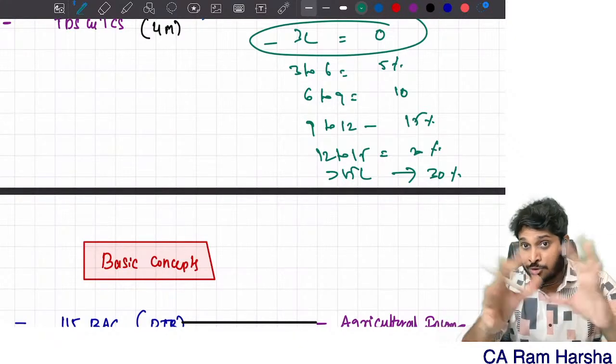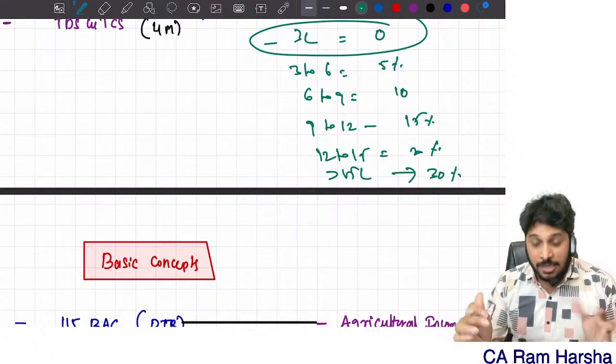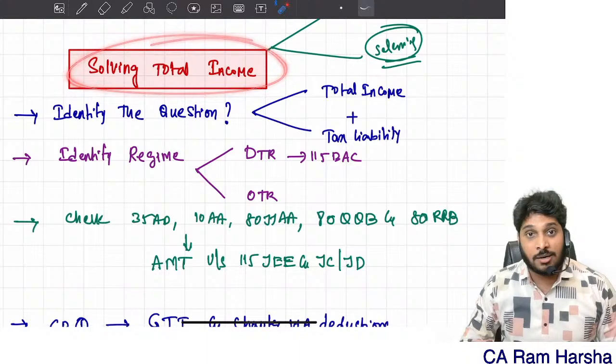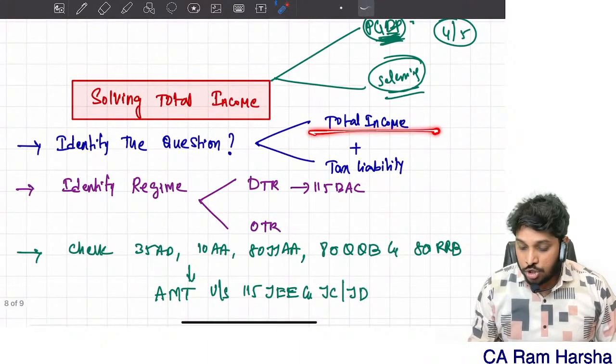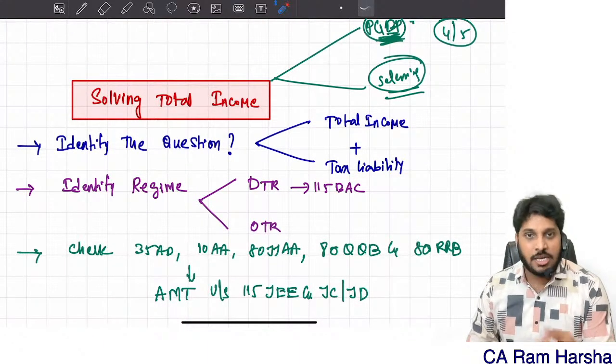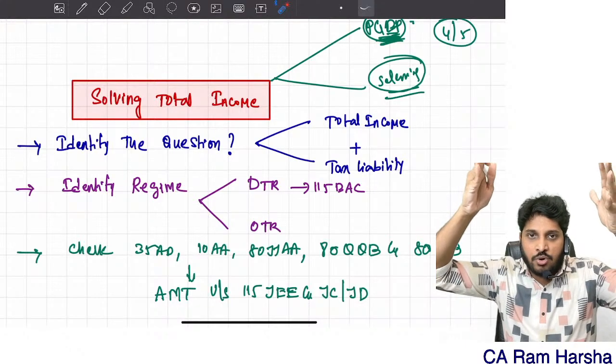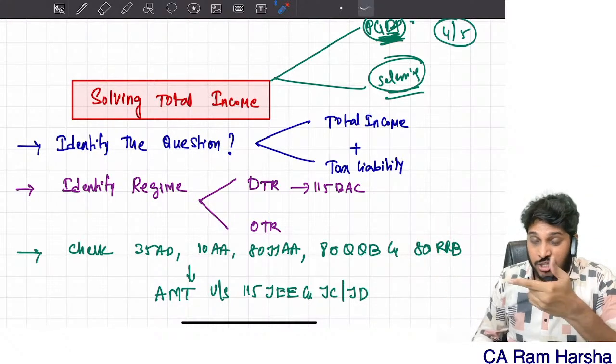Still, it is not over. Total income problem solving is not over. Now, again, what are we discussing actually? We are discussing solving of total income. If in the question you should solve total income under both the optional tax regime and the default tax regime, then first compute income as per the default tax regime. Just now I covered the default tax regime.